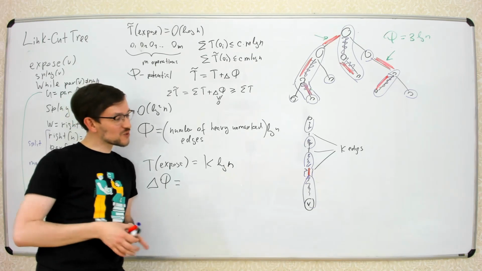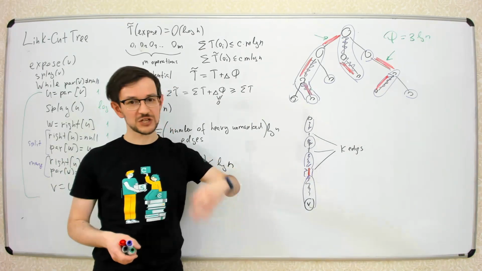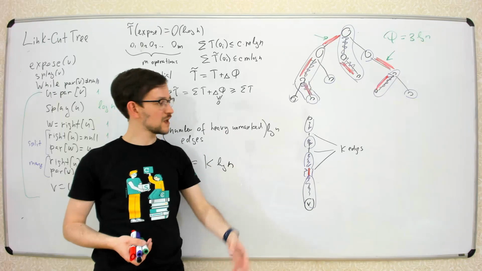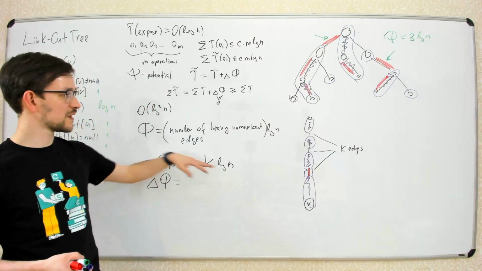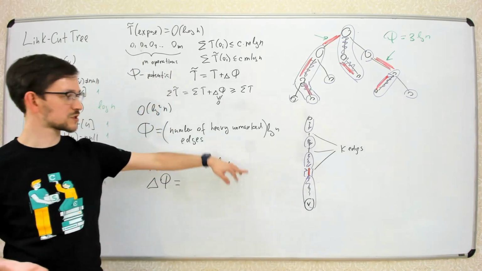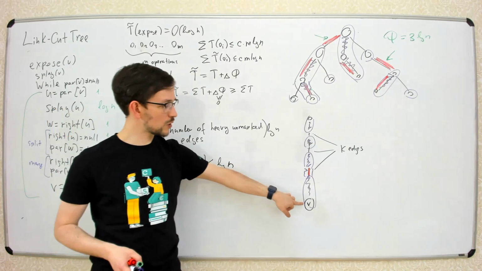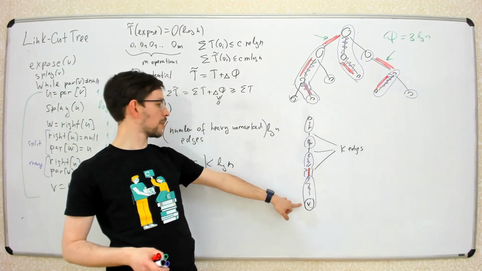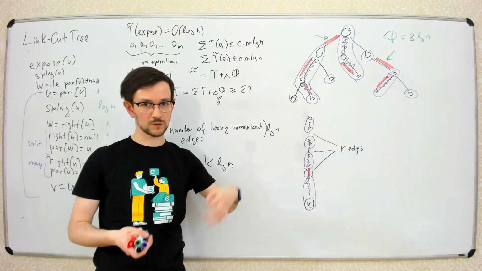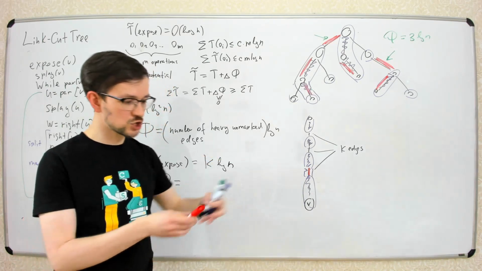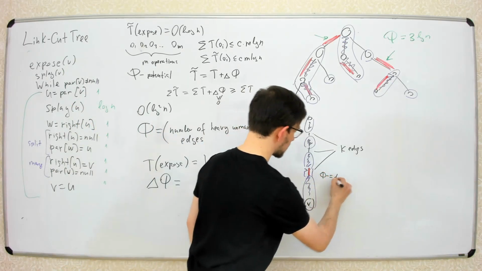So when you have a heavy edge in this thing, you will decrease the potential, because this edge is now marked. It was unmarked and now it is marked. So before we call expose, it was counted in this number of heavy unmarked edges. And now when we call expose, this edge is marked, so the potential is decreased by 1. So each heavy edge will decrease the potential by 1.